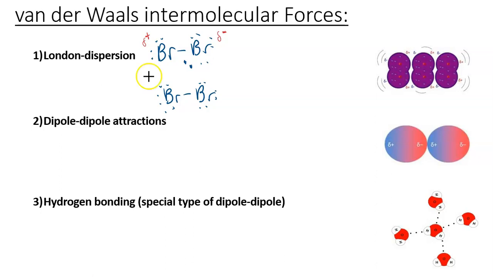Similarly, what would happen if right at the same time, when these electrons moved over here, maybe some of these electrons moved over to the other side? So we have extra electrons here.